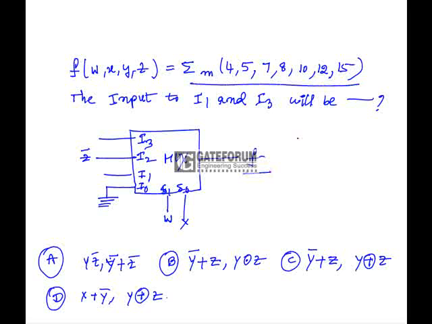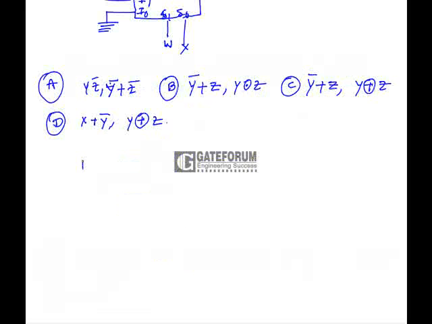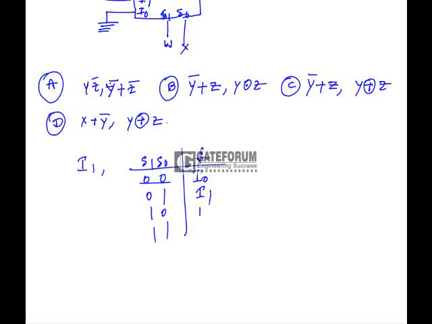This is the sum of minterms, that is 4, 5, 7, 8, 10, 12 and 15, which should be equivalent. Then we need to find out what should be the value of I1 and what should be the value of I3. For example, if we take S1, S0 as 0 0, 0 1, 1 0, 1 1 in a normal multiplexer operation, the output is equal to I0 when the selection lines are 0 0, I1 when 0 1, I2 when 1 0, I3 when 1 1.